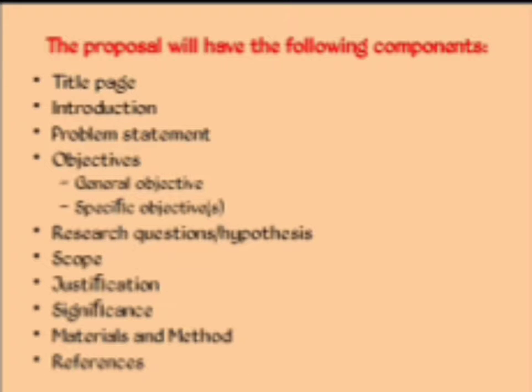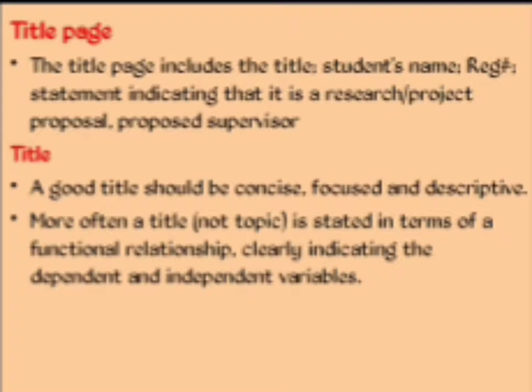Okay, now when it comes to a proposal, basically what this comprises is what we call a title page, an introduction, problem statement, objectives, research questions or hypothesis, scope of the research, justification, significance, materials and method, and then references. Basically, this is an outline of a proposal. These are the components that must be contained in your proposal. So make sure that you have most of these before you say that you have a proposal.